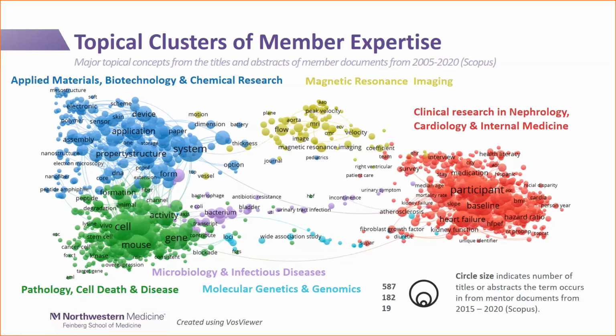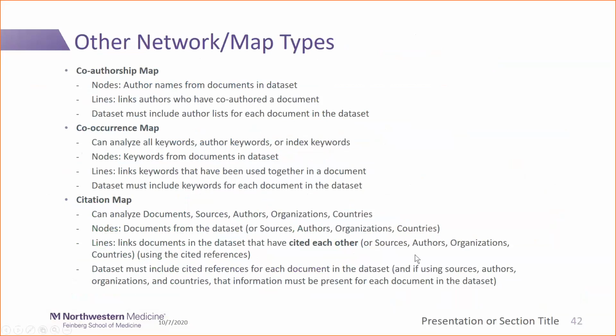All right, I got a book because we're getting towards the end of this here. So there are other network and map types. We have the co-authorship map, where your nodes are going to be author names from documents in the data set, and your lines are going to be linking authors to a co-authored document. Again, make sure that you have those author lists in your data set so that VOSViewer can do this.